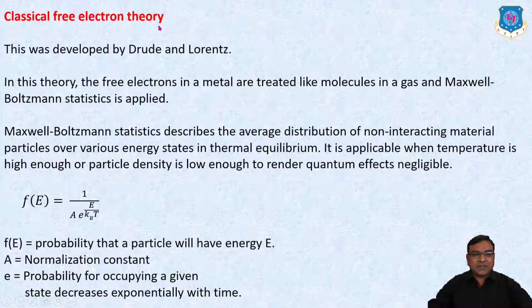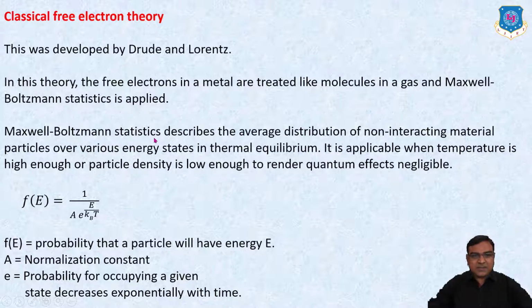Classical free electron theory was developed by Drude and Lorentz. In this theory, the free electrons in a metal are treated like molecules in a gas and Maxwell-Boltzmann statistics is applied.